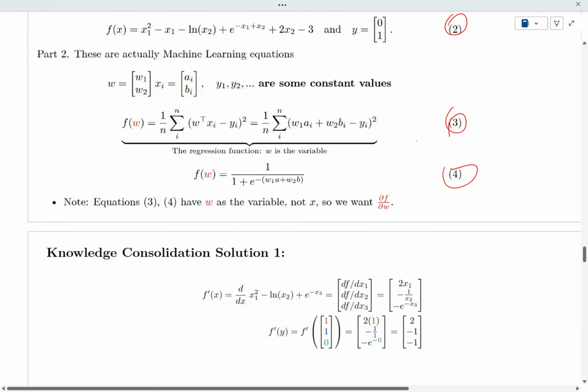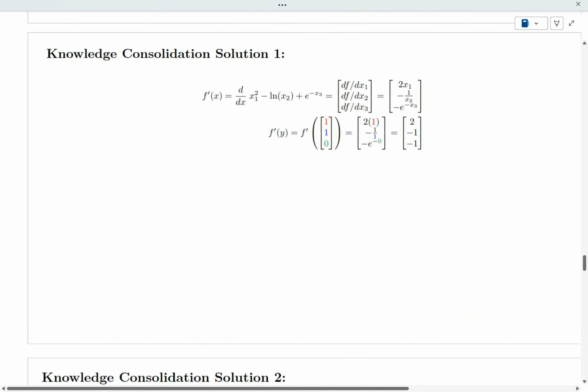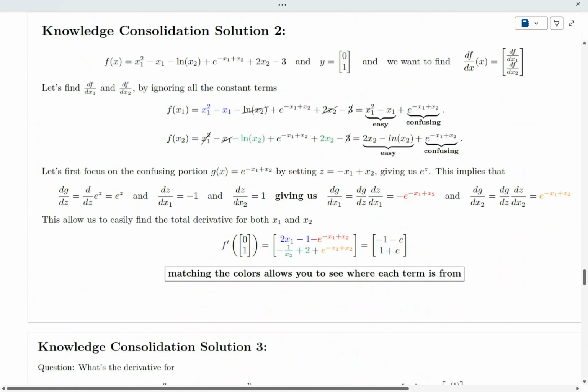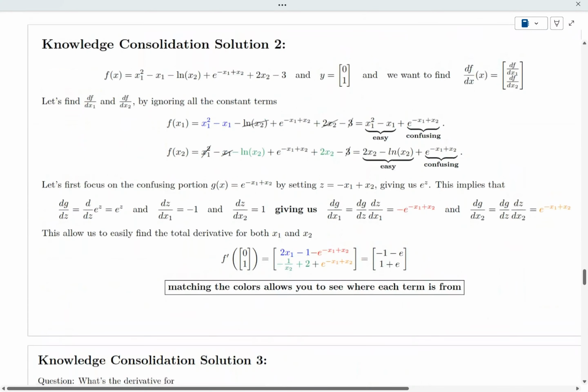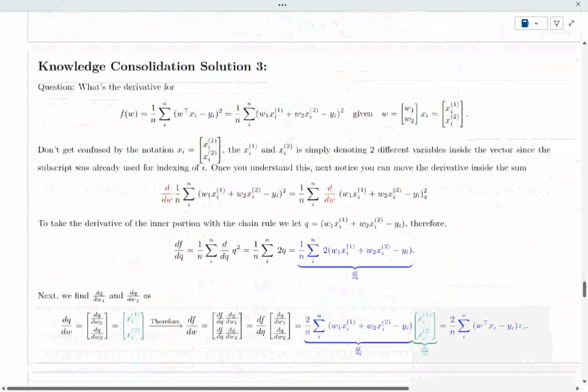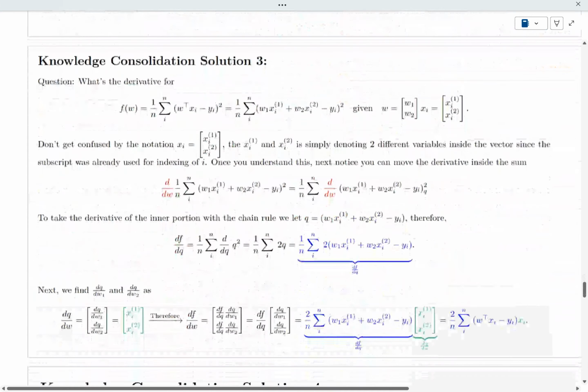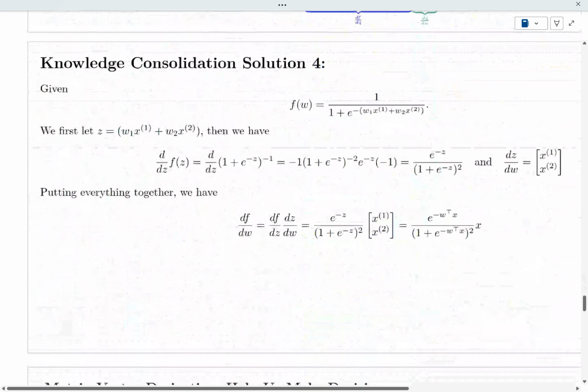Okay, here's the solution for the first one. Here's the solution for the second one. Here's the solution for the third one. Here's the solution for the fourth one.